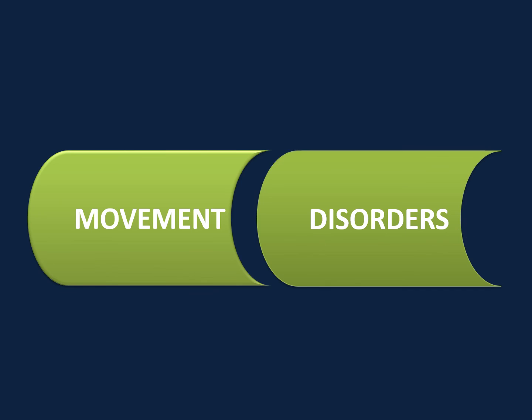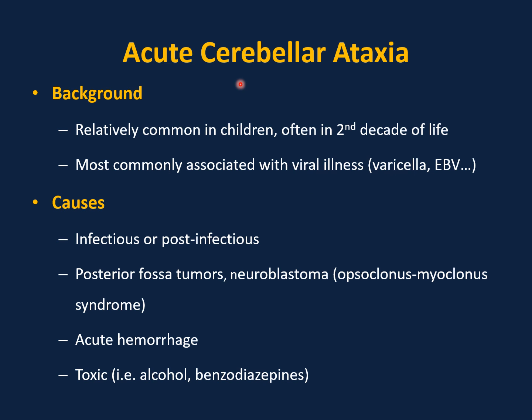Movement disorders. Acute cerebellar ataxia is relatively common in children, often in the second decade of life, most commonly associated with viral infection or cerebellitis. Common association is varicella. Causes infectious or post-infectious; can be associated with posterior fossa tumors, neuroblastoma, trauma, acute hemorrhage, toxic, for example, alcohol or benzodiazepine.